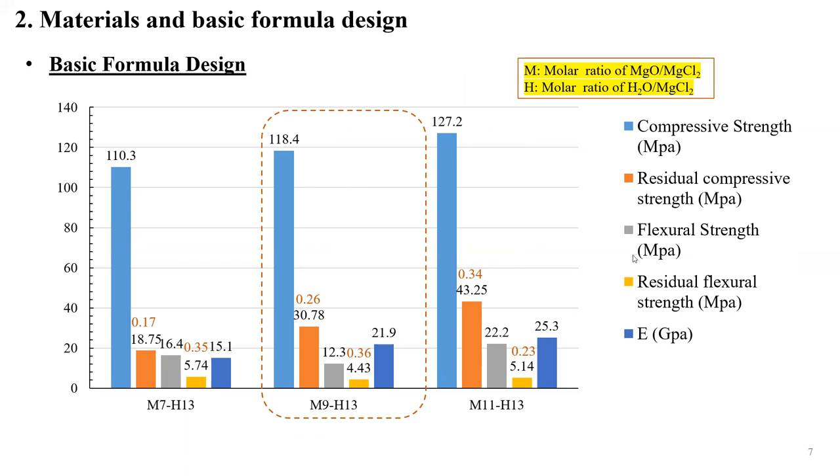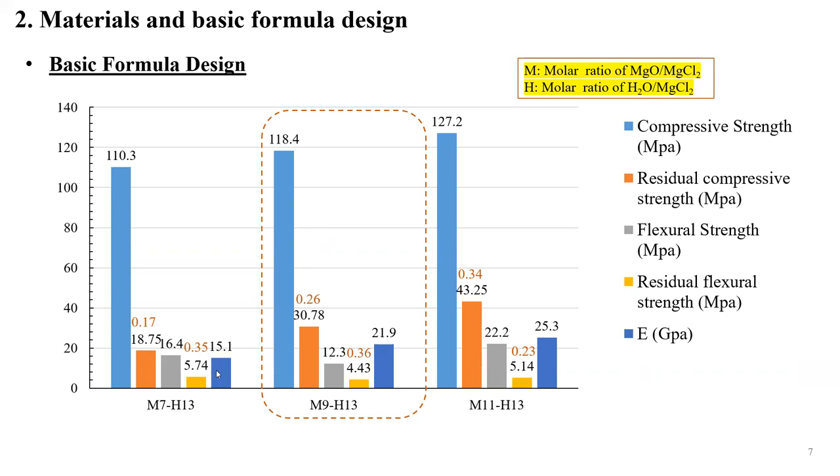So as we mentioned, there are three basic ingredients for this material: MgO powder, MgCO2, and water, H2O. And also the ratio of MgO to MgCO2 is called the molar ratio M. And the ratio of water to MgCO2 is called the molar ratio H. So we use M and H to denote the molar ratios.